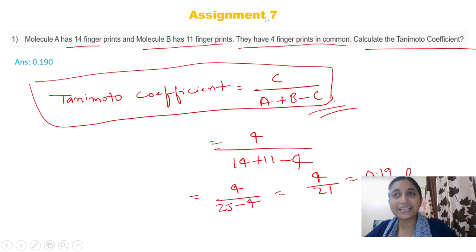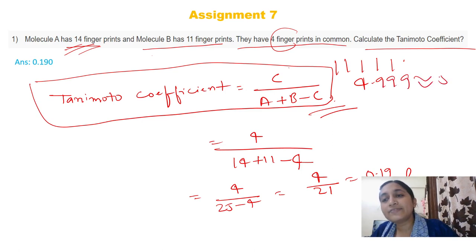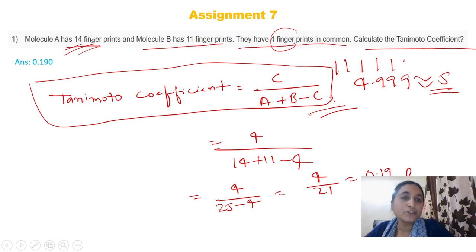That assignment 1 question, assignment 7 question 1, I think, Tanimoto coefficient things only, right? Yeah, that is there, but these all things you can consider yourself. You can see the questions, what pattern they are writing, like fingerprints matching, and if it is 4.999, we can write it as 5 now. Yeah, then you should consider these things. You can see the pattern of the questions, what they are telling.